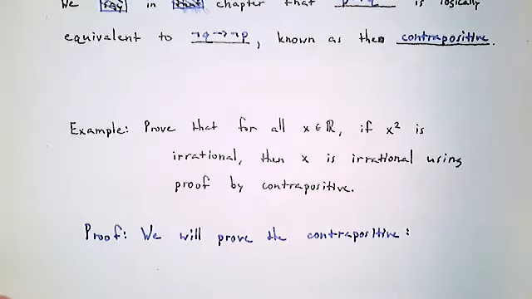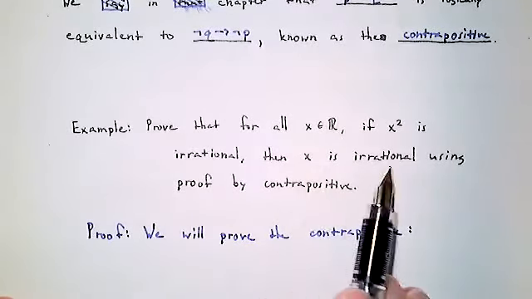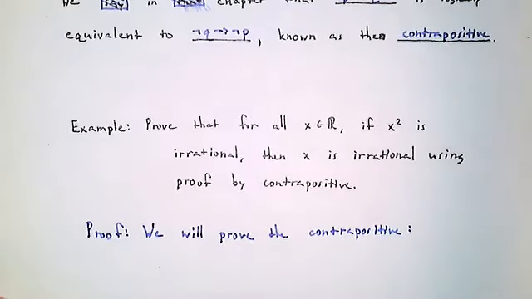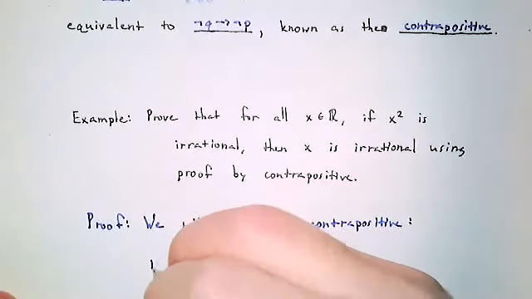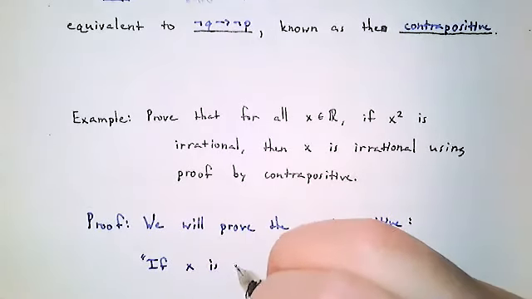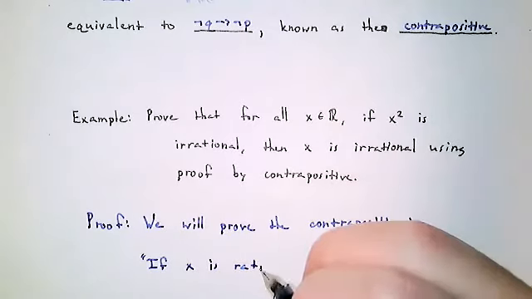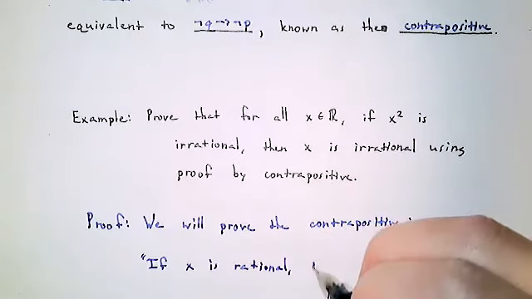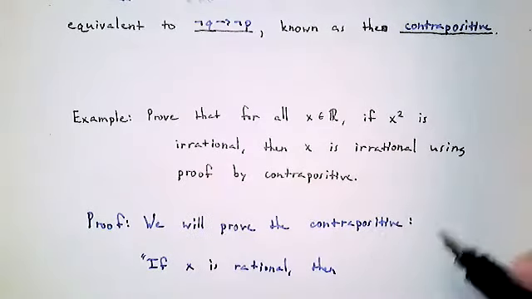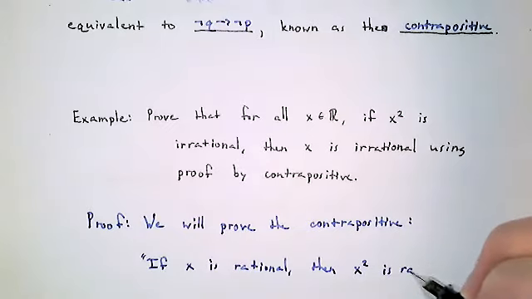And we should also write out what that actually means. So if this is false, x is irrational, that means x is actually rational. So if x is rational, then we need the negation of the hypothesis too. This says x squared is irrational. So the negation is x squared is rational.